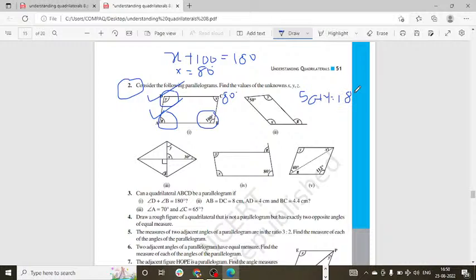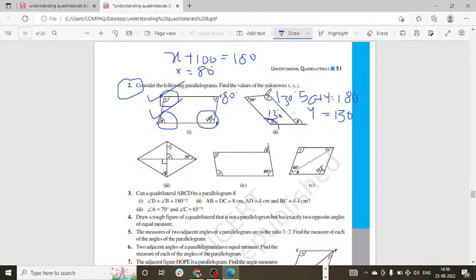So the value of y will be 180 minus 50, that will be 130 degrees. So our value of y is now 130 degrees. I hope I am clear over here. You must be understanding. Now we know the value of y is 130 degrees, and x is opposite to it, so the value of x will also be 130 degrees.